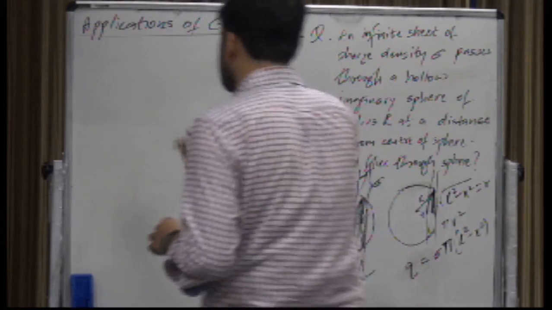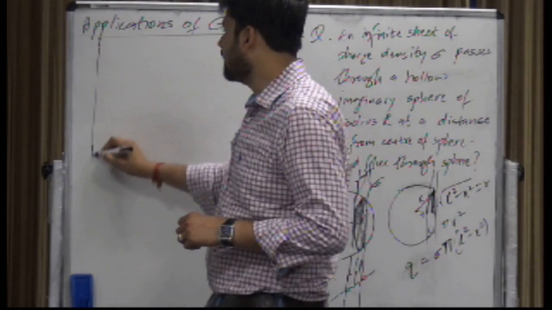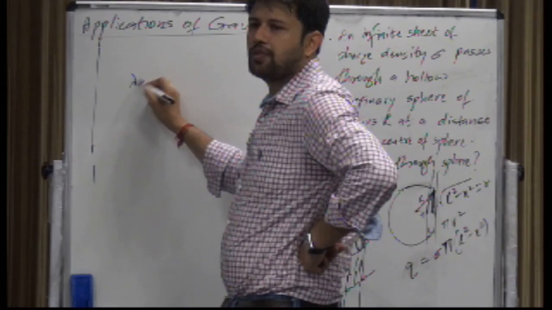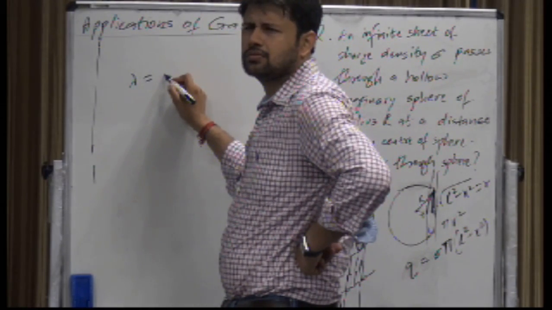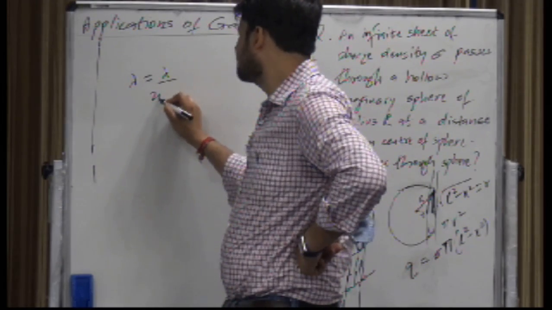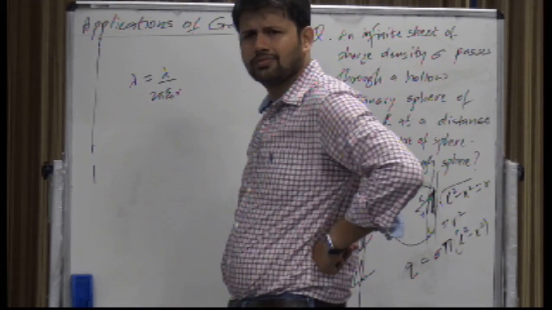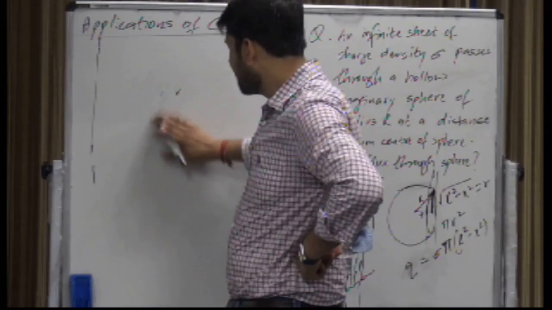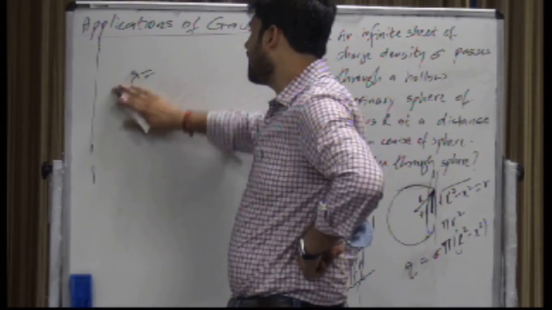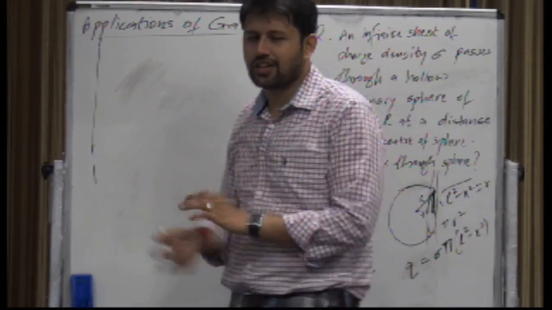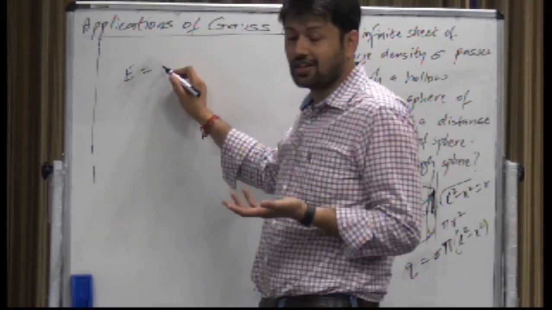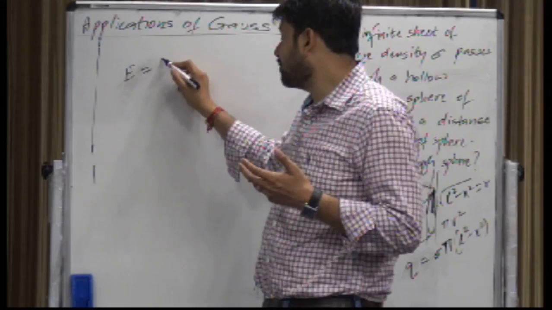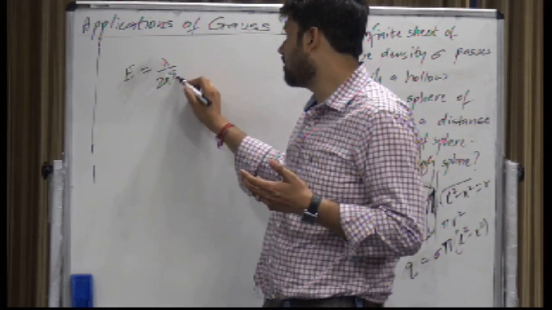For an infinite line charge, what was the field? Q upon 2 pi r. Sorry, okay, I accidentally wrote. Actually, for infinite sheet we cannot calculate lambda. I was actually asking you this. This would be lambda upon 2 pi epsilon naught r.